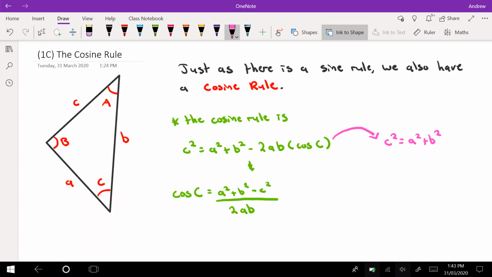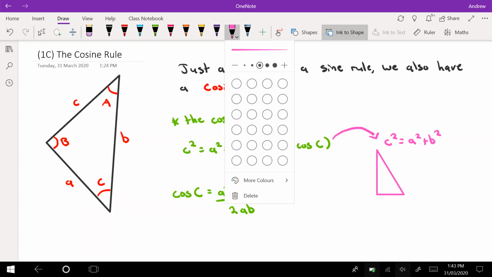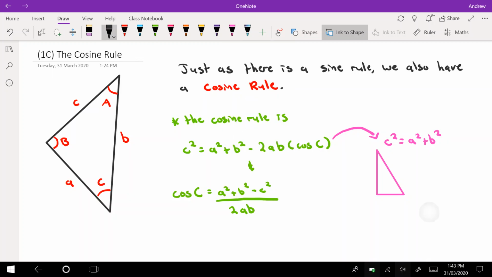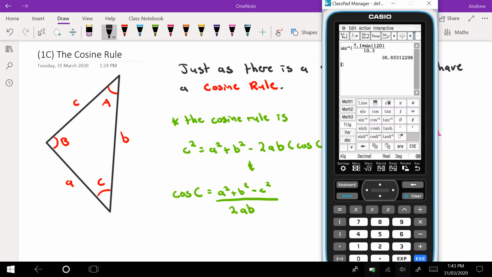Well, let's just try and figure it out. If I had a right angle triangle, this would be my c, and then this 90 degrees would be angle C. Can anyone tell me what the cosine of 90 is? If you don't know, I'll bring up my calculator and figure out the cosine of 90. That is equal to 0.